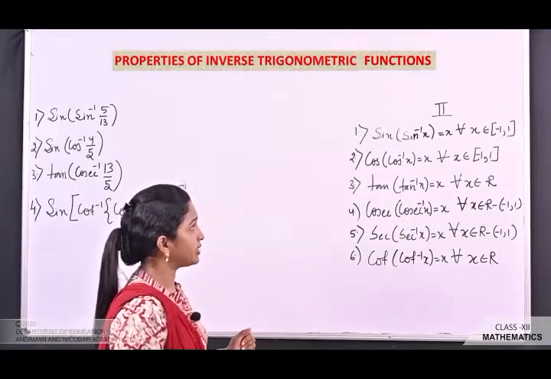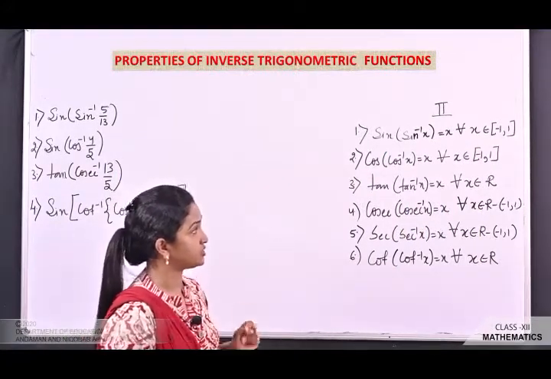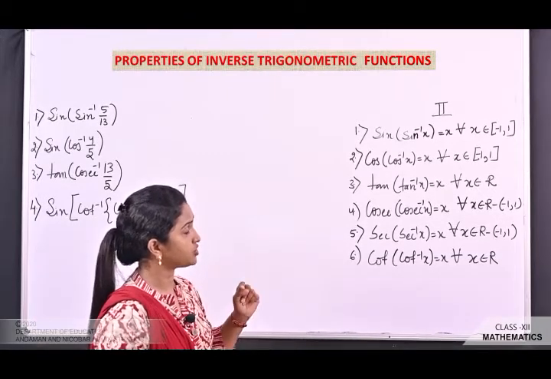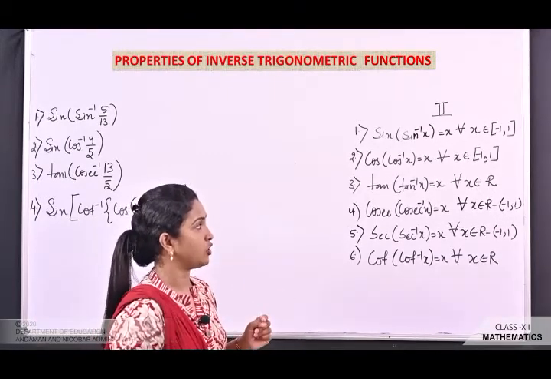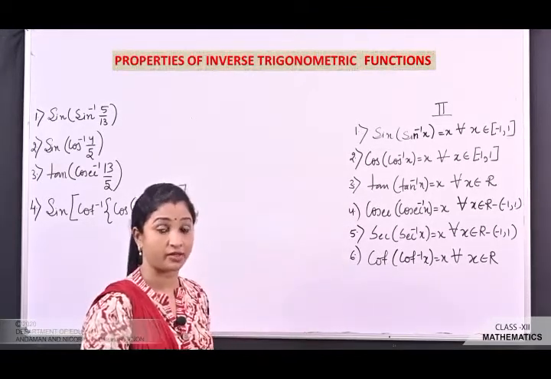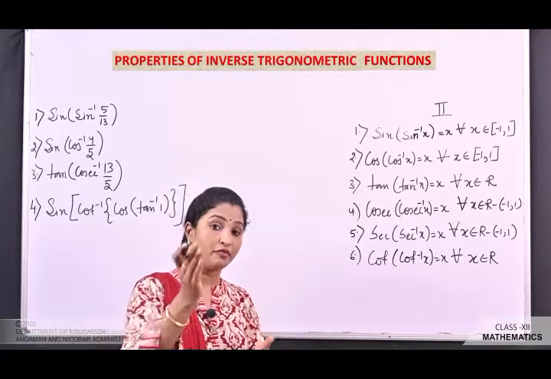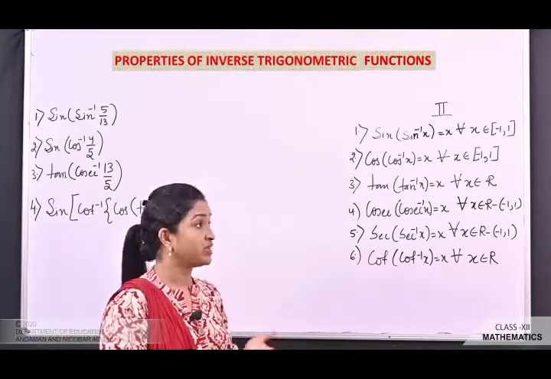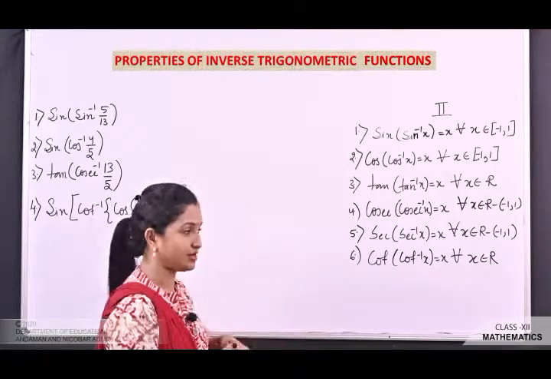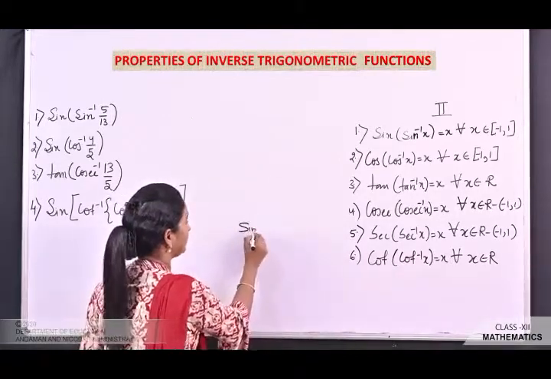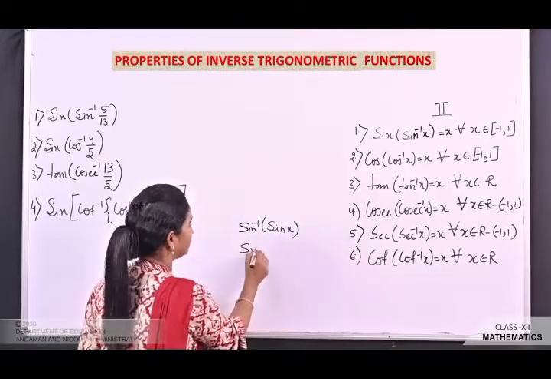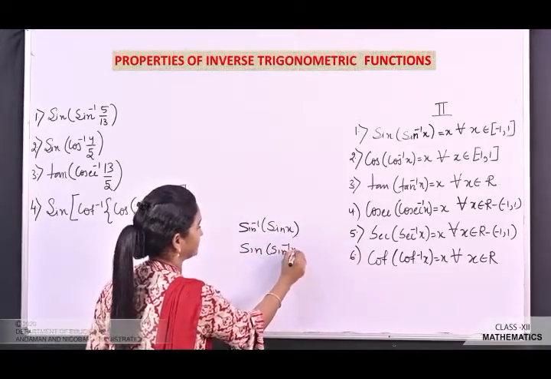The second property tells us that sine of sine inverse x is equal to x for all x belonging to minus 1 to 1. Cos of cos inverse x is equal to x for all x belonging to minus 1 to 1, and like that you can see it for the 6 inverse trigonometric functions. Now what is the difference between the first property and the second one? The difference is, in the first property you have seen sine inverse of sine x, and here it is sine of sine inverse x.